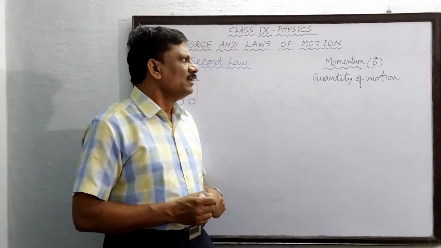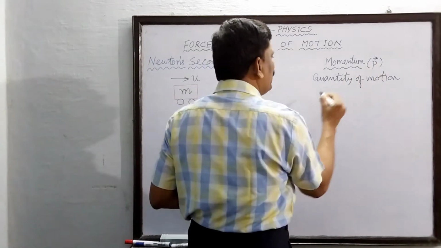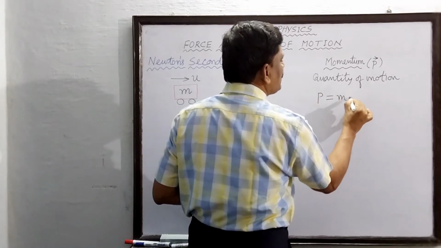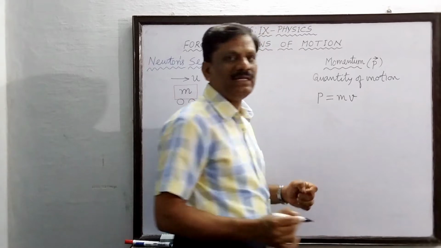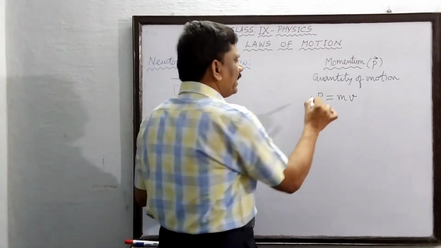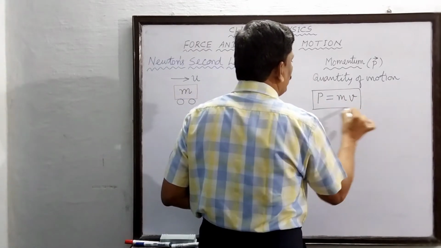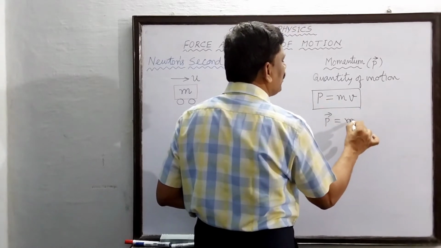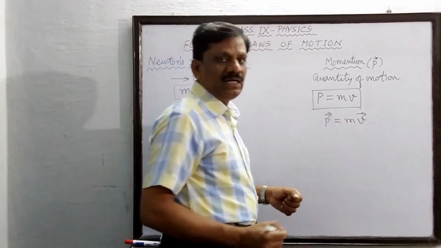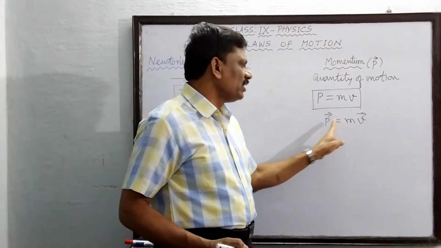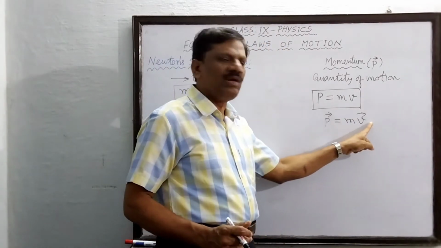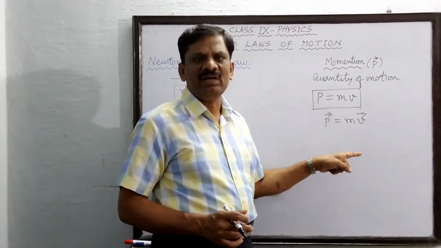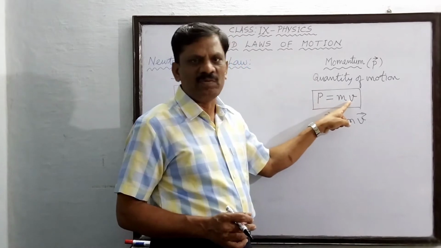So, the magnitude of momentum is the product of mass and velocity. This is a vector quantity, as I told you. In vector form, if you write it, then p vector is equal to mass times velocity vector. This shows that the direction of the momentum will be along the direction of the velocity of the body. But we are not going to indicate the vector symbol every time. We are going to use the scalar form of this equation only.